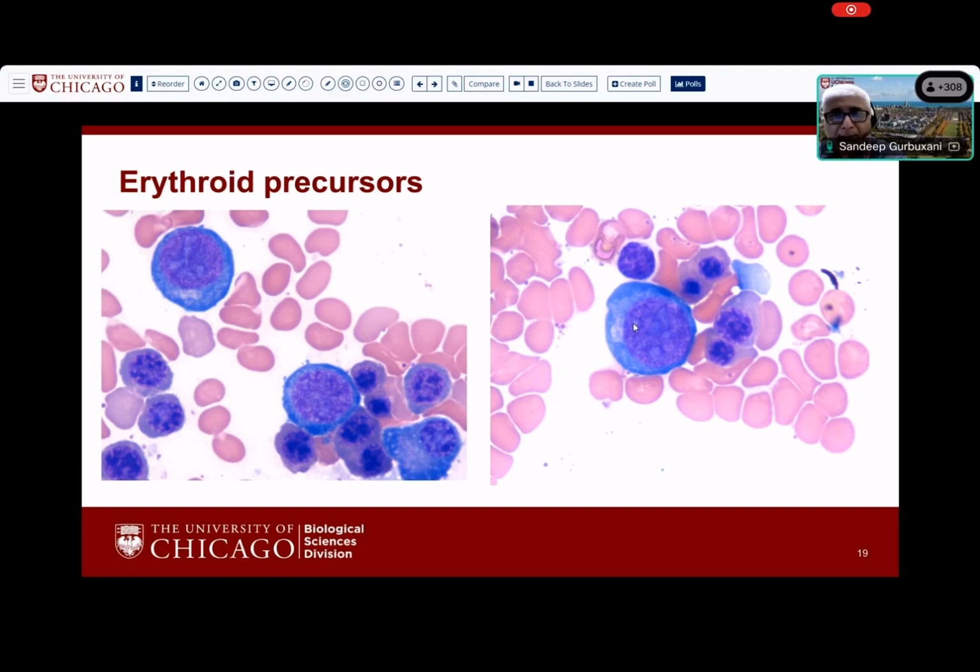So a pronormoblast here, as the cell matures, it starts to acquire some hemoglobin, and it starts turning pink, just like the anucleate red cells in the field. And the chromatin starts to condense and becomes very compact.